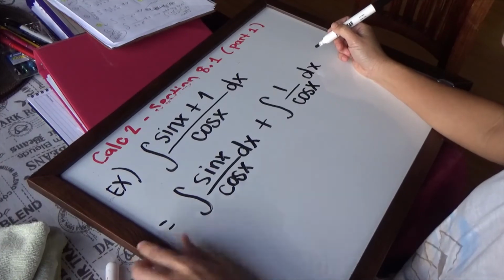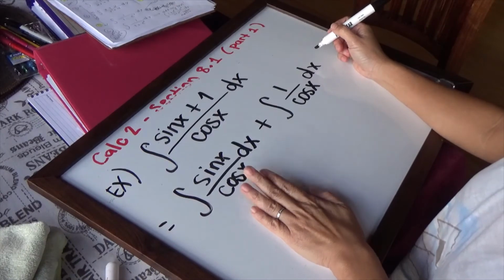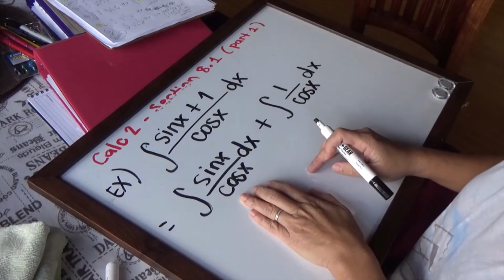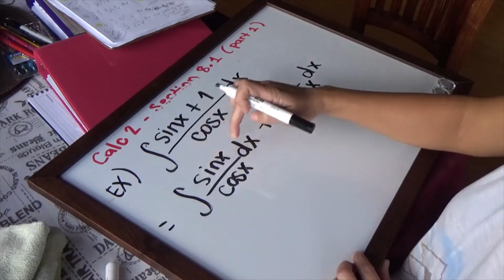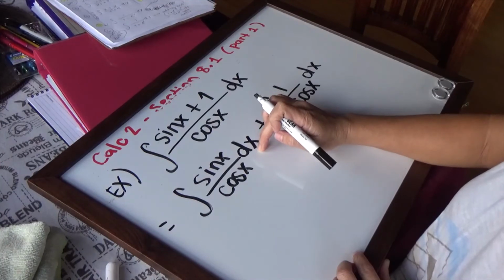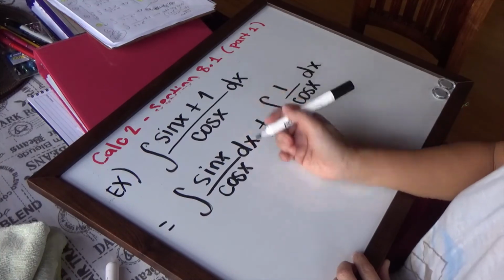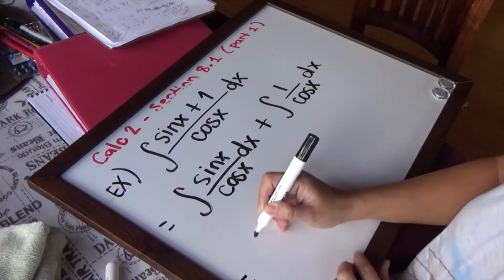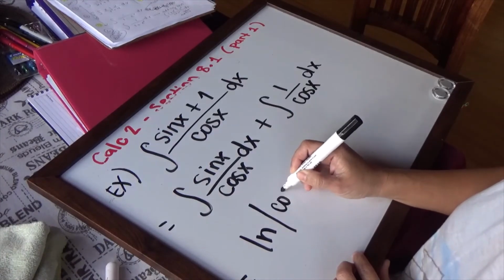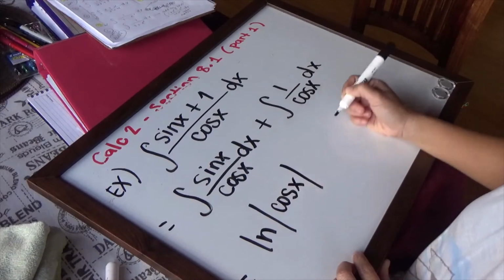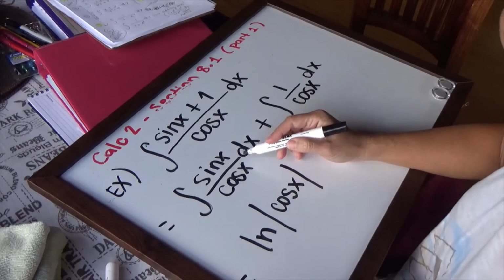Now, this one I want to keep as just sine x over cosine x, because if I let u be cosine x, then du is sine x dx. So this is of the form integral of 1 over u du, which gives me ln of absolute value of cosine of x. Now I think we dealt with this one before, right? So I'm just not going to talk about that.